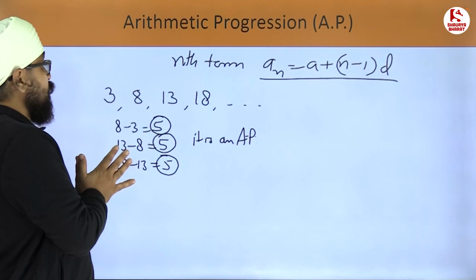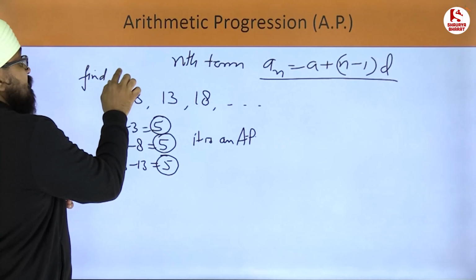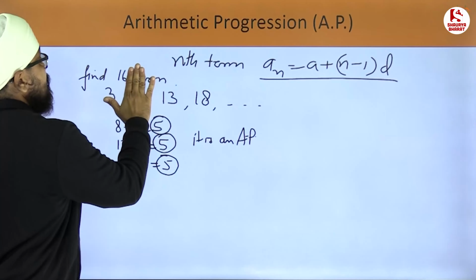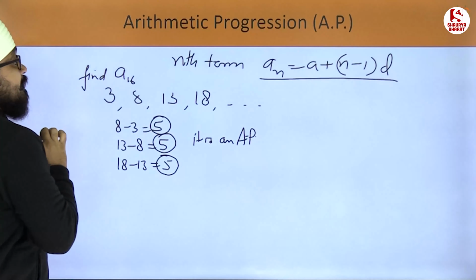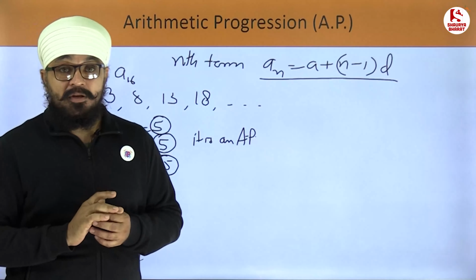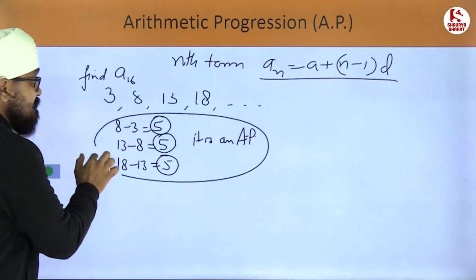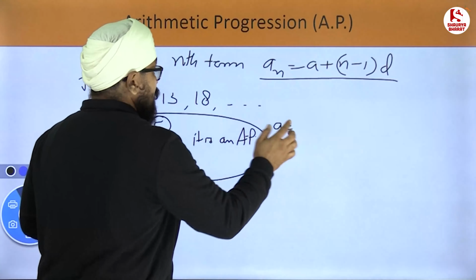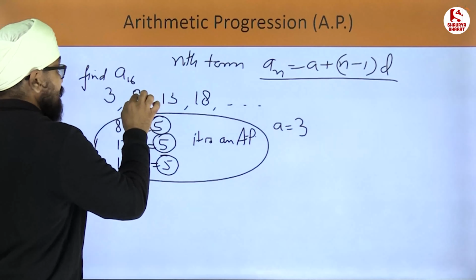Now, suppose I want you to find, say, the 16th term. When we say the 16th term, I am writing here A16, that is also called the 16th term. So, how to use this formula? After getting the confirmation that it is an AP, we say, let the first term, here the first term will be 3, and this is already written as 8.